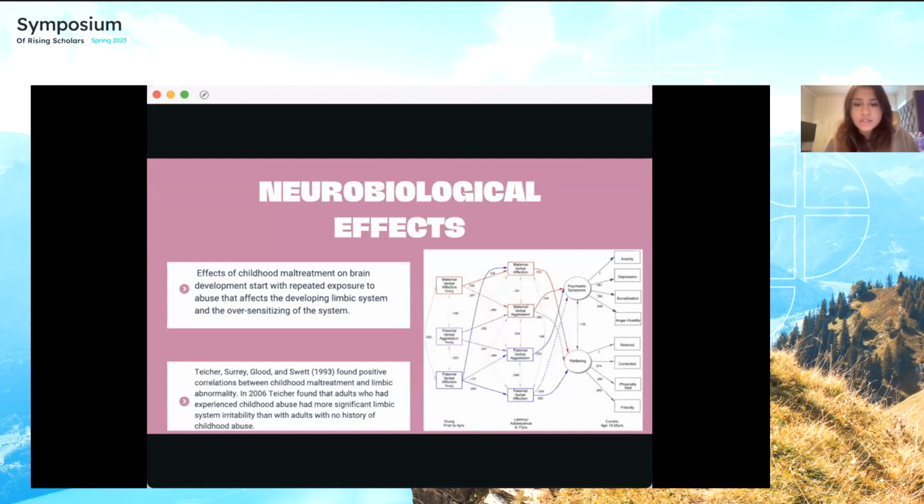So Teicher, Surrey, Glue, and Sweat in 1993 found positive correlations between childhood maltreatment and limbic abnormality. In 2006, Teicher found that adults who had experienced childhood abuse had more significant limbic system irritability than adults who had no history of child abuse. So this is what really started the question of whether childhood maltreatment really affects an adult's development.